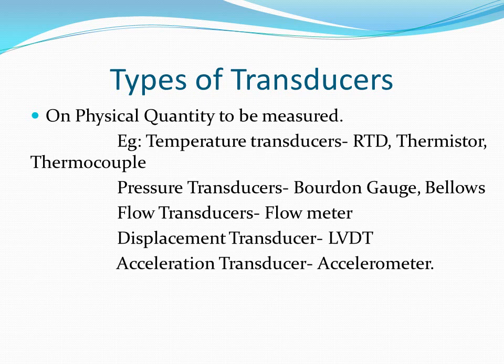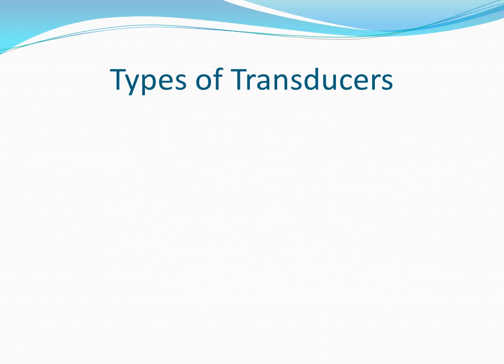The first type of classification is based on the physical effect, that is how the transducer is converting the physical quantity into an electrical quantity. Depending upon that, it was classified. Now, depending on what type of quantity is measured by the transducer, it is classified. Okay, the third type of classification is based on the requirement of energy. If a transducer requires an excitation input, it is called a passive transducer. If it doesn't require any input, then it is called an active transducer.